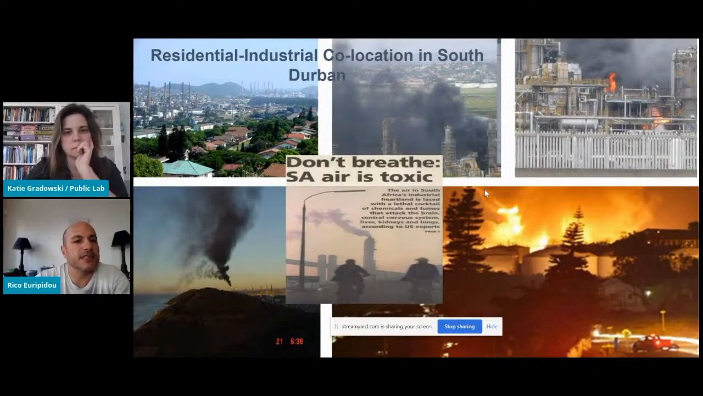As Nadja said, my name is Rico Euripidou. I'm an environmental health campaigner, and I work for an NGO in South Africa named Groundwork. We are Friends of the Earth in South Africa. And I work to support community fence line groups to advocate for clean air. One such group is based in South Durban. You can see from the collage of pictures who live on the fence line of two oil refineries and all the associated industry that comes along with that sector.